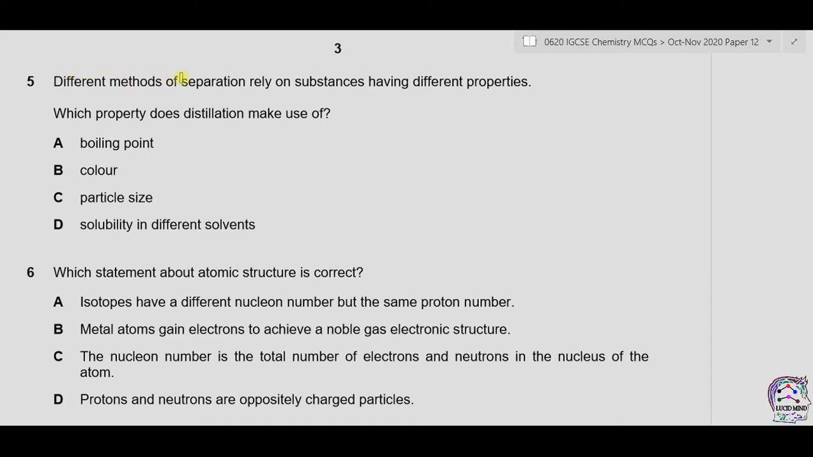Question 5. Different methods of separation rely on a substance having different properties. Which property does distillation make use of? Now we know that distillation is separation on the basis of boiling point. So it is not color, not particle size, not solubility, only boiling point. Answer is therefore A.